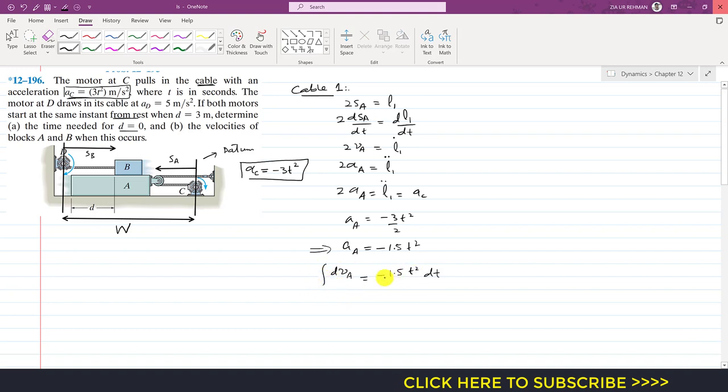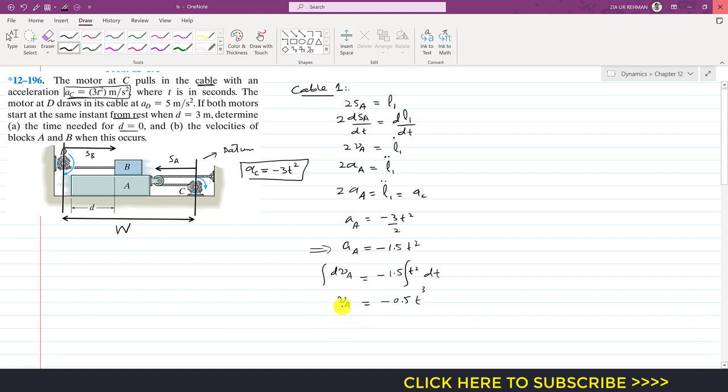right? And if I integrate this, this will give us VA, and minus 1.5, this will become t cube divided by 3. So my 1.5 divided by 3 is 0.5, right? So we can write that this is 0.5 t cube.